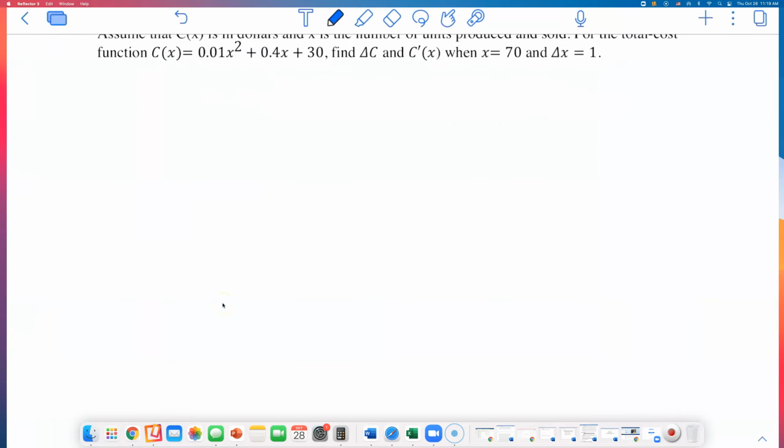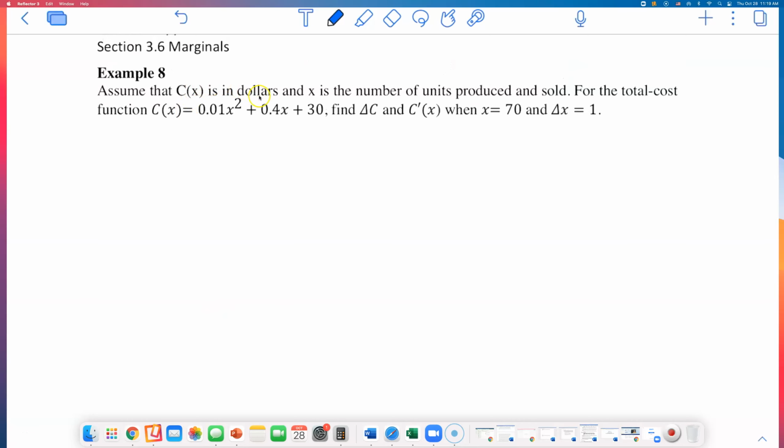Example 8 says, assume that C of x, the cost function in dollars, and x is the number of units produced and sold. Okay, so the cost is in dollars, how much money, and x is the number of units produced and sold. I wish they would tell us what they are making. Are they making calculators or candle warmers? Anyways, for the total cost function, C of x equals this. They want us to find delta C and C prime of x when x is 70 and delta x is 1.